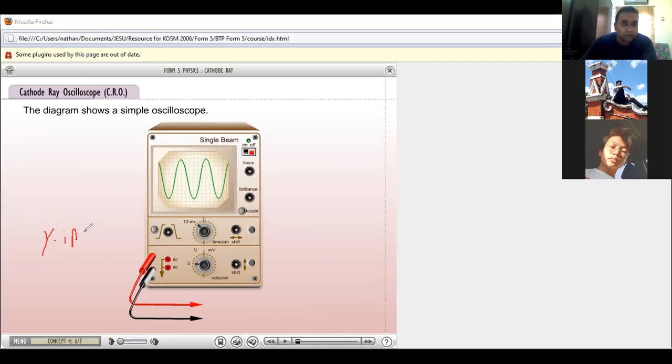Now this Y input is connected to the Y plate. Let's say if you have a battery, right? You want to know what is the voltage of the battery. So the battery will be connected to the Y input. Okay, let's say you have your dynamo. Okay, so the dynamo will be connected to the Y input. Y input meaning Y plate. Okay, so Y input tu maksudnya Y plate lah. Okay, so kita lihat dia punya.